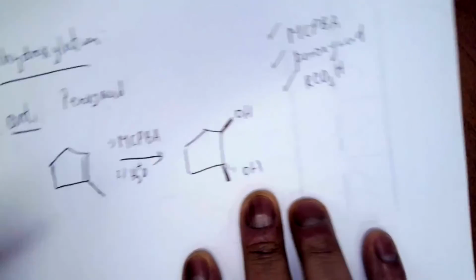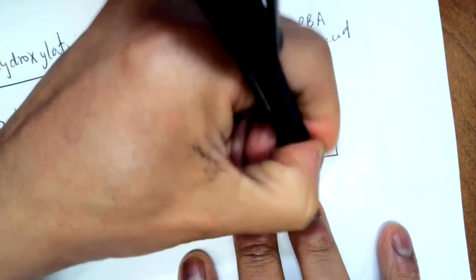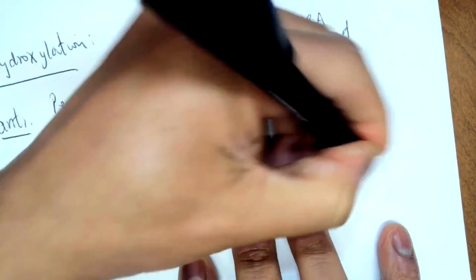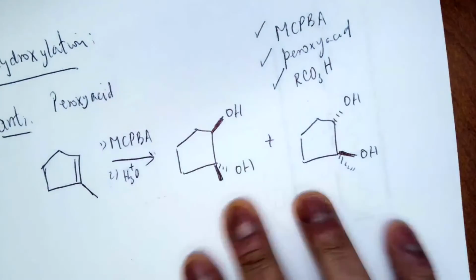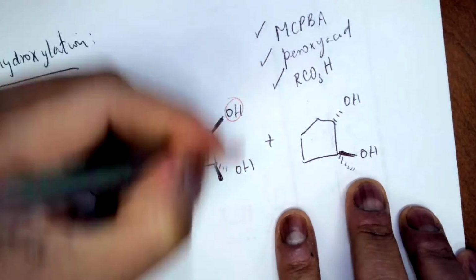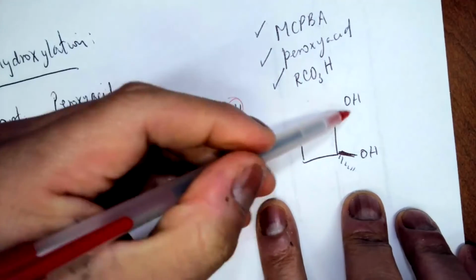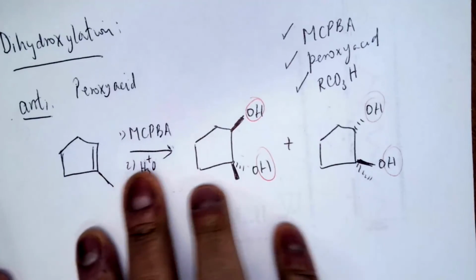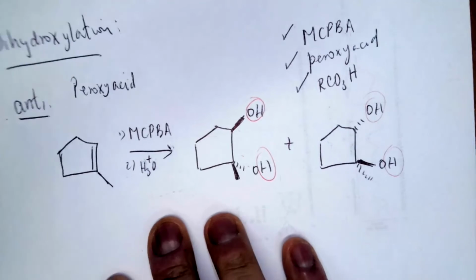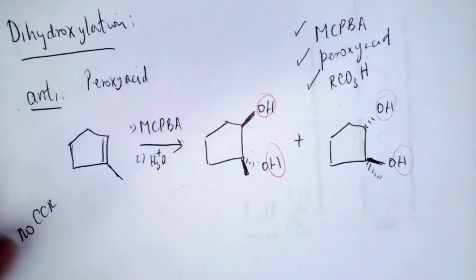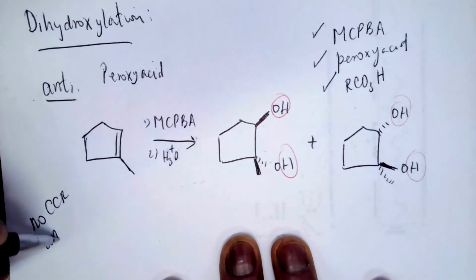You get them trans, because in this case, you get a stereoisomer. But the important thing is that the OHs are trans. The OHs are trans. They have to be trans. That's what we get with this particular compound. No carbocation, that's a good thing. No carbocation, no rearrangement, right? But it's an anti addition.